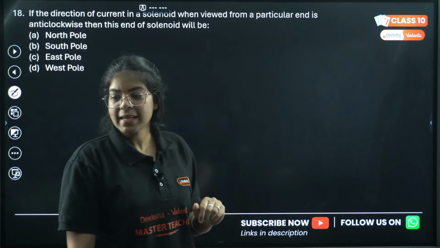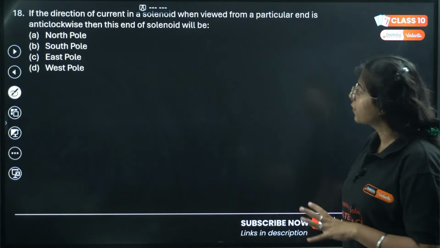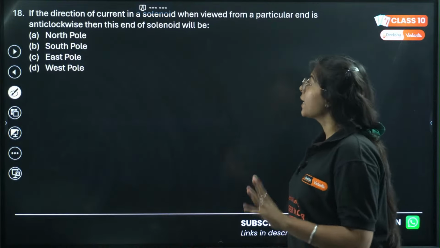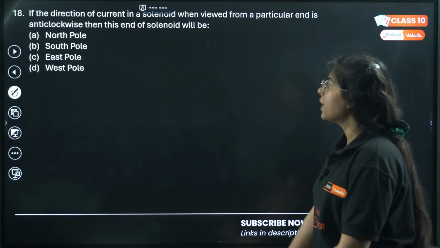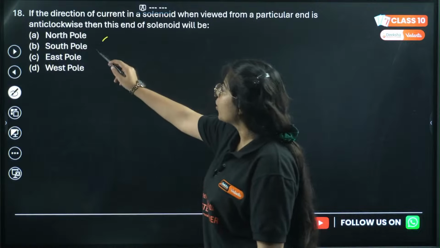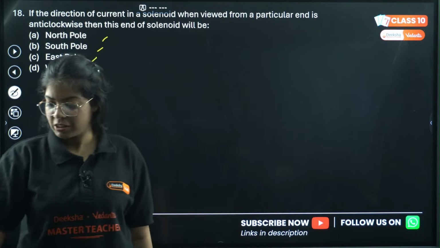Next question, the 18th question, says: if the direction of current in a solenoid, when viewed from a particular end, is anti-clockwise, then this end of the solenoid will be north pole, south pole, east pole, or west pole. Do you know the answer to this question? This is a good question.